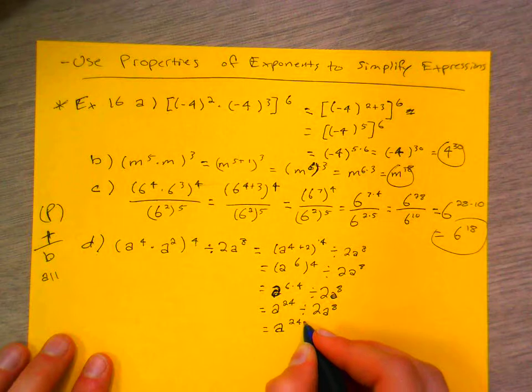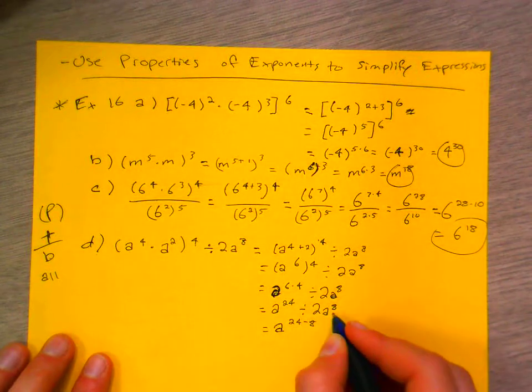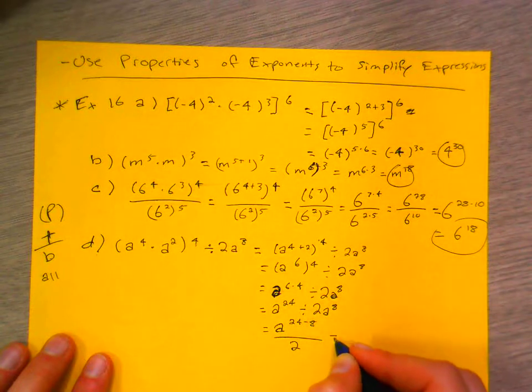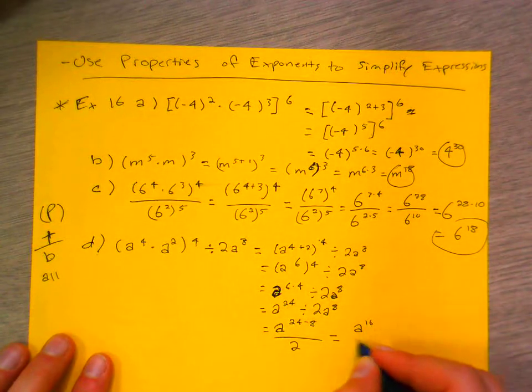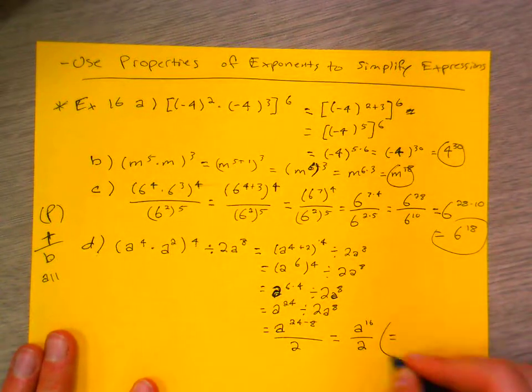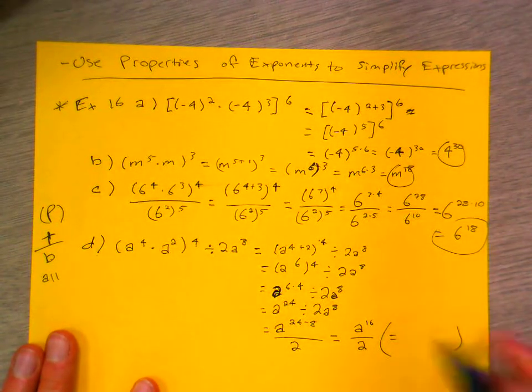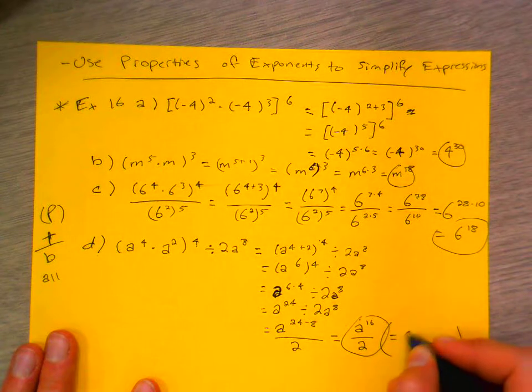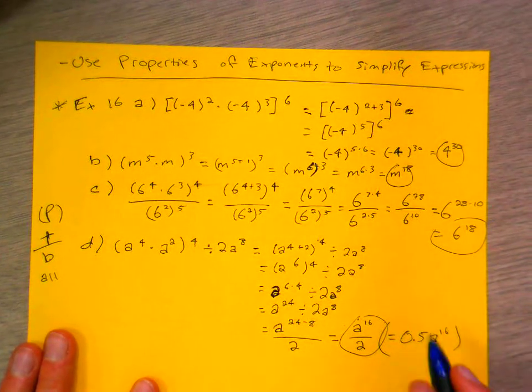a to the 24 minus 8, because this is divided by that, but the 2 is still on the bottom, so we keep the 2 on the bottom, and then it's a to the 16 over 2, which could also be written as, and I'll just put some parentheses because you don't have to do this, this is our answer. You could also know that 1/2 equals 0.5 a to the 16. So if you don't want a fraction, these are the same thing.